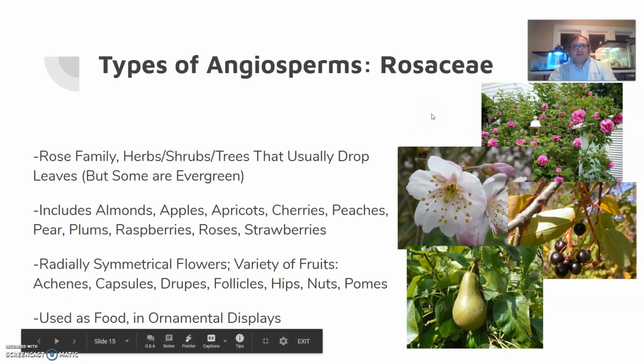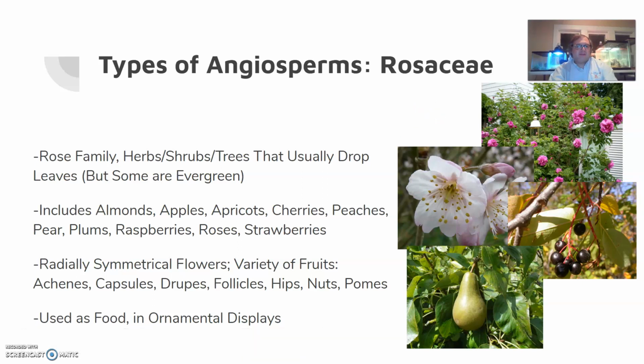The Rosaceae, this is the rose family. So again, lots of different plant variety. They can be herbs, shrubs, or trees. They usually drop leaves, but some of them are evergreen. This includes almonds, apples, apricots, cherries, peaches, pear, plum, raspberries, rose, and strawberries.